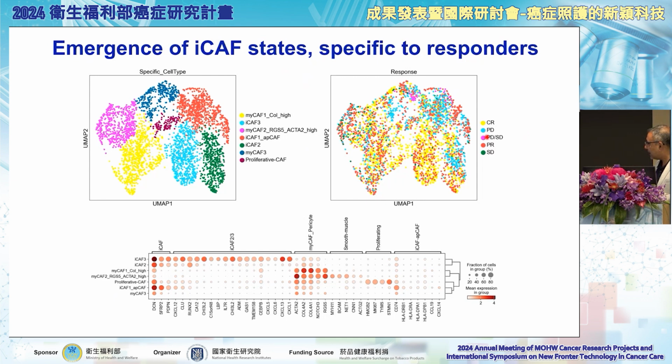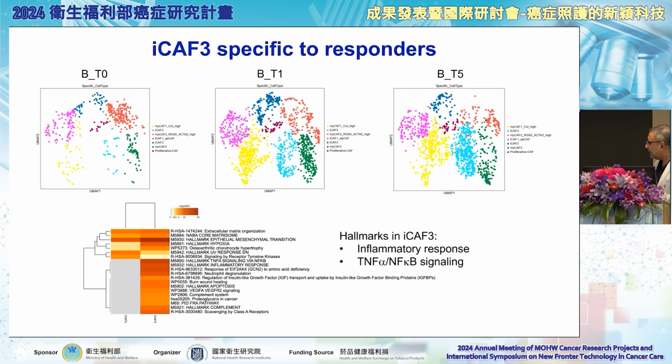And most of these ICAFs, which are down below, are coming mainly from the complete and the partial responders. And you can see it in the split UMAP, right? So this particular ICAF3 population comes up in T1, then intensifies in T5.